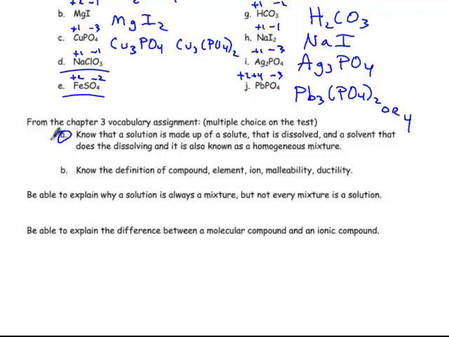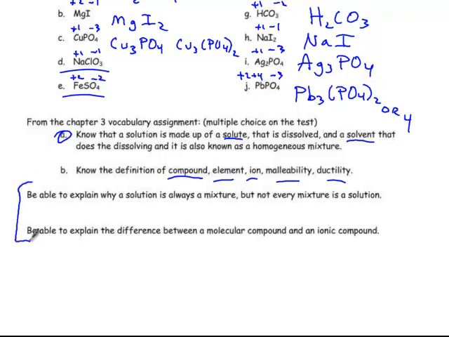This is just reading your notes. Make sure you know what a solute is. That it's dissolved. The solvent is the one that does the dissolving, and it makes a solution, which is also known as a homogeneous mixture. Know the following: a compound, an element, an ion, malleability, and ductility. I am going to ask multiple choice questions about those. And these two questions are going to be on there word for word.